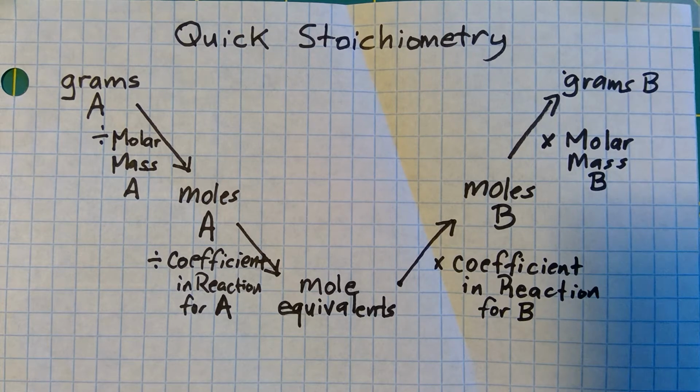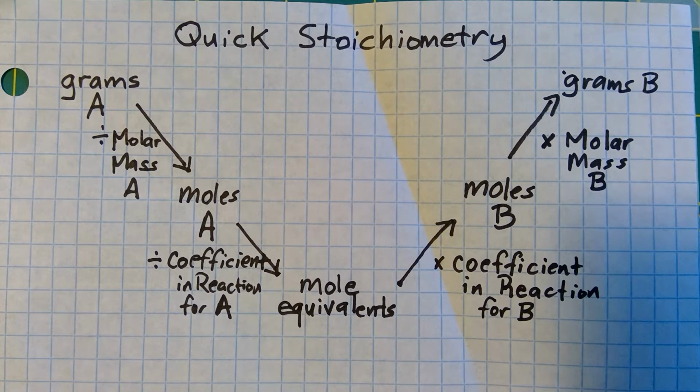You can start with either grams or moles of one particular substance. If you start with grams, to simplify it, you can divide by the molar mass to make it moles. From there, you can go from moles to as simple as possible, which would be mole equivalents. We'll just call it equivalents for short, just by dividing by the coefficient you'd find in the balanced chemical reaction. Once you're down to mole equivalents, everything else is uphill from there.